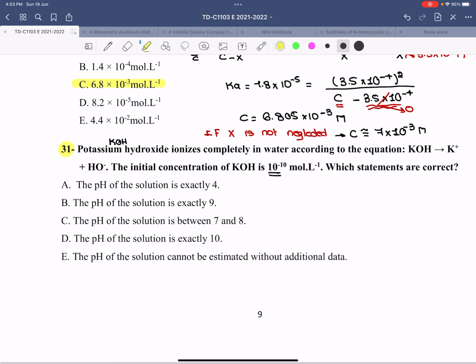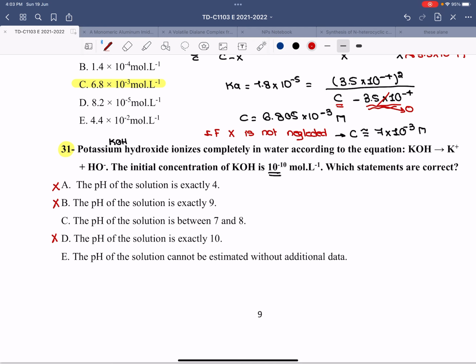The pH of the solution is exactly 4. The pH of the solution is exactly 9. The pH of the solution is between 7 and 8. The pH of the solution is exactly 10. The pH cannot be determined. Now, it's exactly 4? This is absolutely not true. 9 also not true. 10 also not true. In fact, when it's less than 10 to the negative 8, the pH is 7.